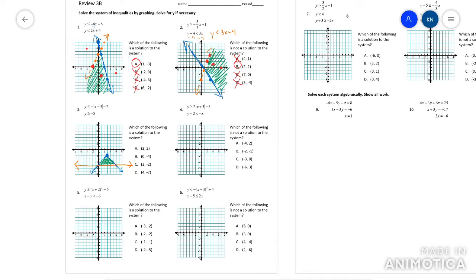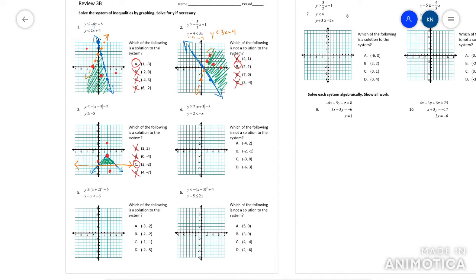And so in terms of answering this, 3, 2 is up here, no. 0, -4 is here, no. 3, -2 is here. That's on a solid line, so it's good. 4, -7, that's too low. So my answer is C. All right, moving right along.